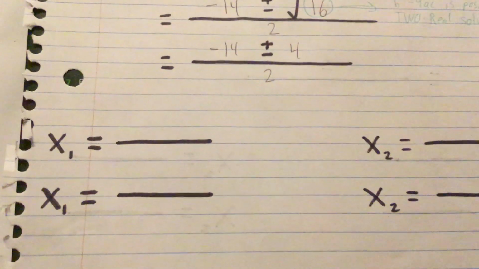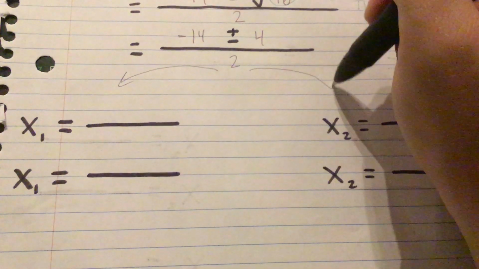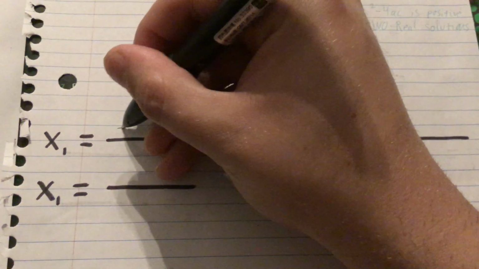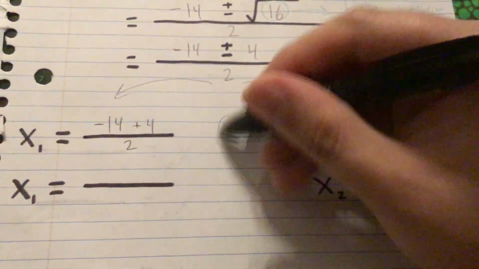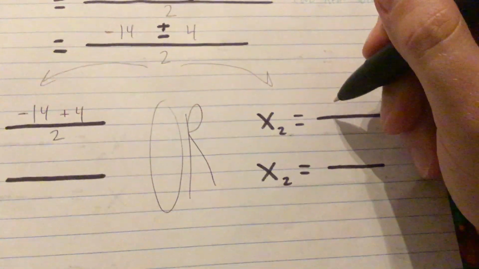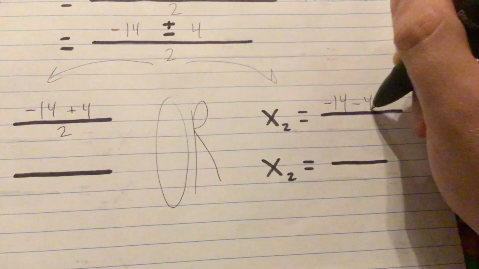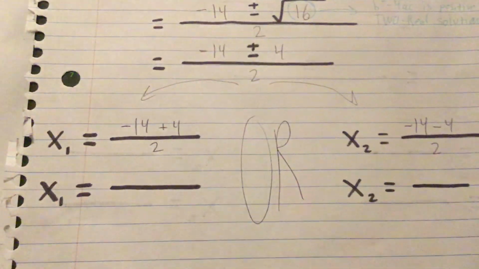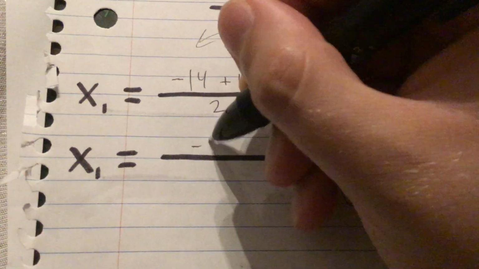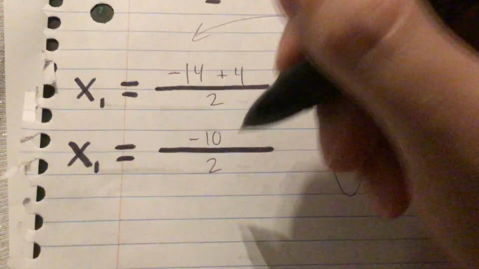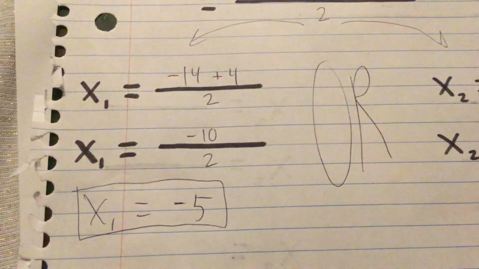So let's start with this side. Now we're going to split this. Negative 14 plus 4 over 2 or negative 14 minus 4 over 2. So let's start with the left side. Well, negative 14 plus 4 would be negative 10. And over 2, we'd get negative 5. So one of the solutions is x1 is negative 5, or x equals negative 5 is one of the solutions.